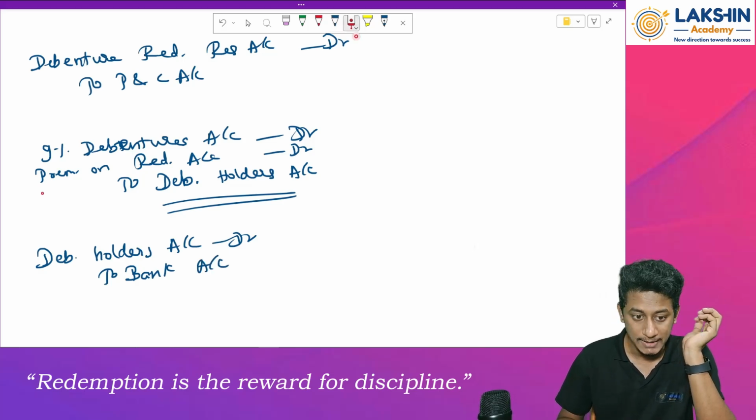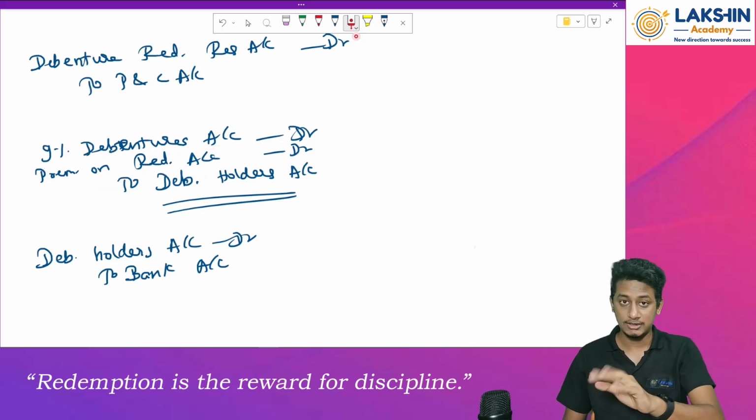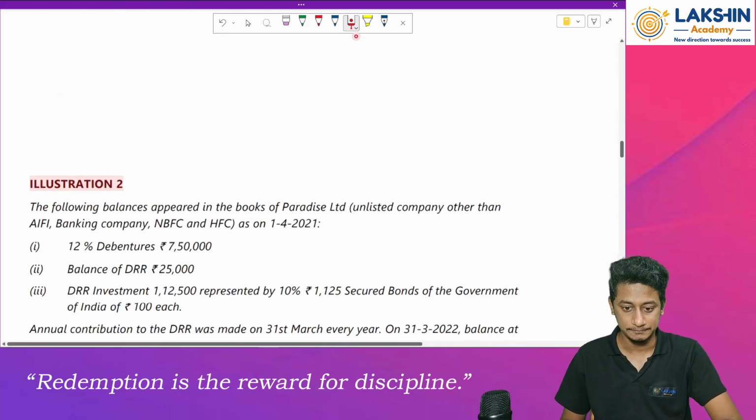Now this premium on redemption will be transferred to what? Again, P&L account. Clear? Okay. So we are done with the basic journal entries. Now let's look at the questions.